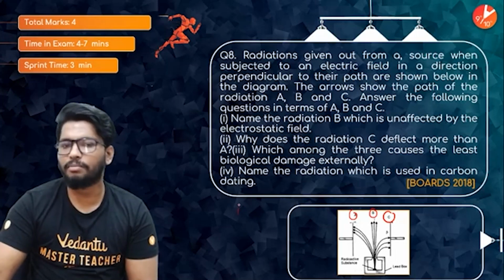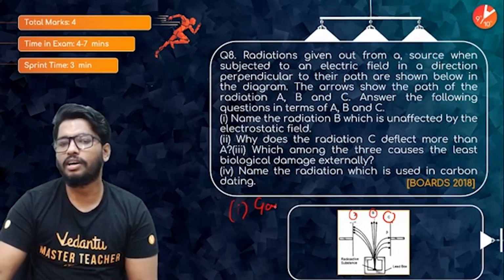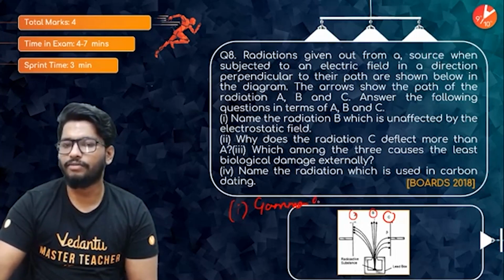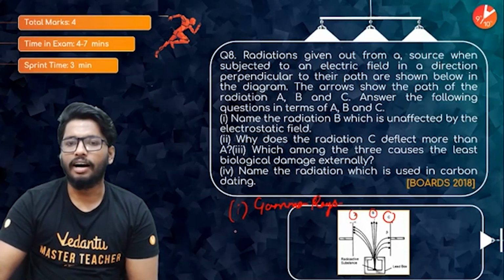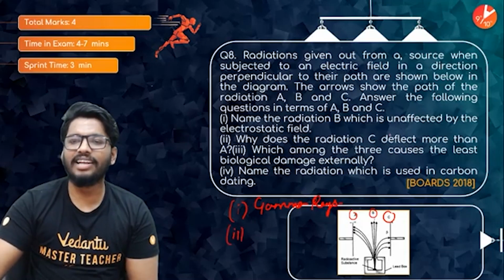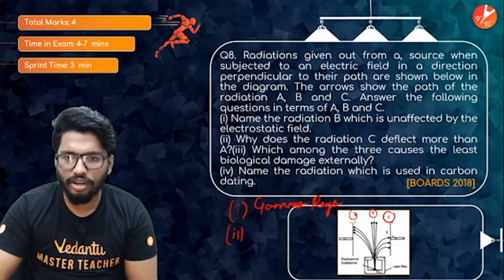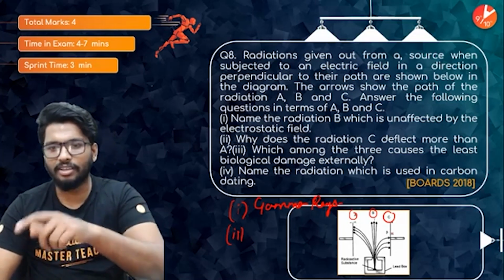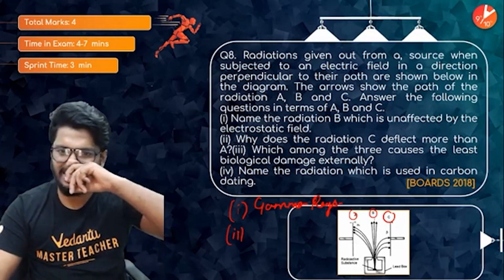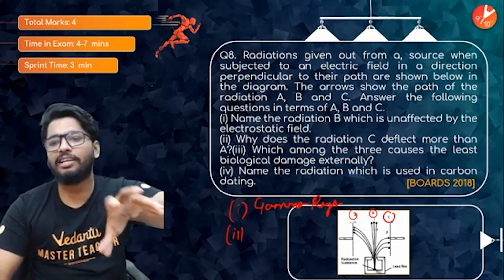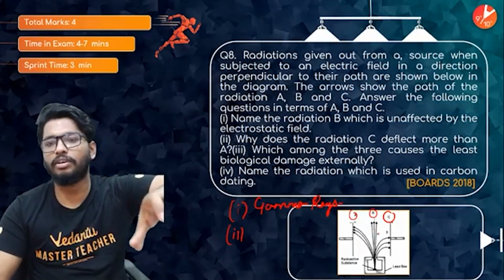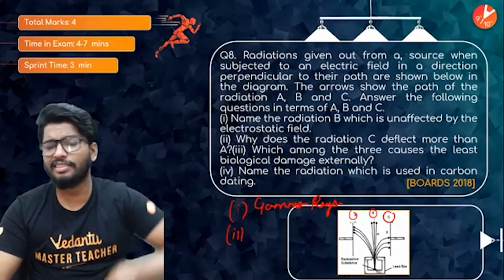The one that is unaffected by the electrostatic field would be your gamma rays, right? The gamma rays are the ones which do not get affected by the electric fields. So gamma rays would be the answer for this one. Second part of the question is, why does radiation C deflect more? You see this? C is nothing but the beta particle and A is nothing but the alpha particle. Why is the beta particle deflecting much more in comparison to the alpha particle?